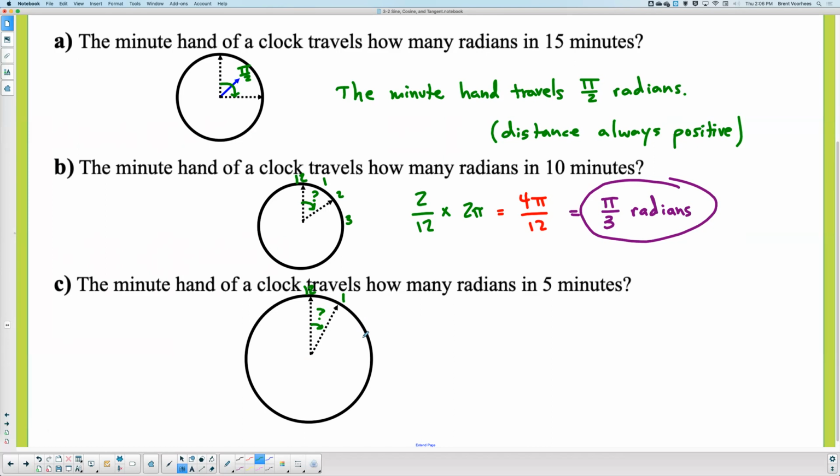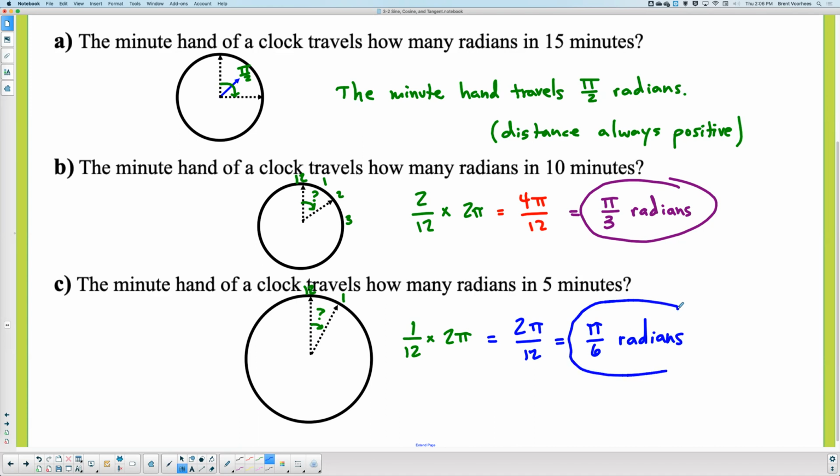Do another proportion? How much of the clock did we travel by proportion? 1/12. Okay, how much would it be to go all the way around? 2 pi. So if I multiply that out, 2 pi over 12, can that simplify? 1 pi over 6 radians, that's right. And that would be the answer this time.